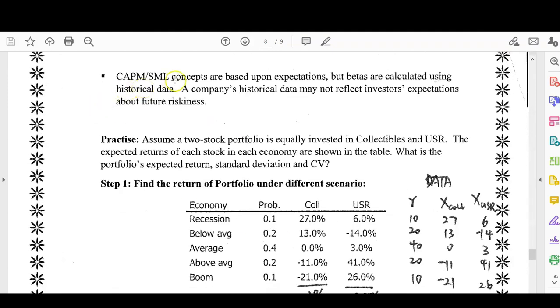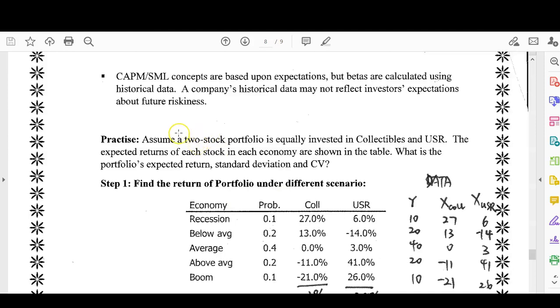CAPM or SML concepts are based upon expectations, but betas are calculated using historical data. A company's historical data may not reflect investors' expectations about future riskiness. Remember, we calculate beta based on historical data, and then we use the estimated beta to predict future stock return. So we're actually predicting future return based on what happened in the past. So it could be not that accurate.